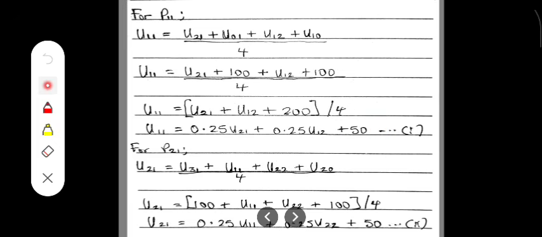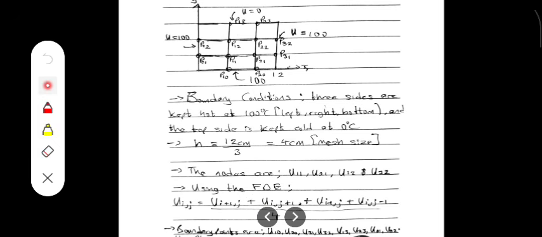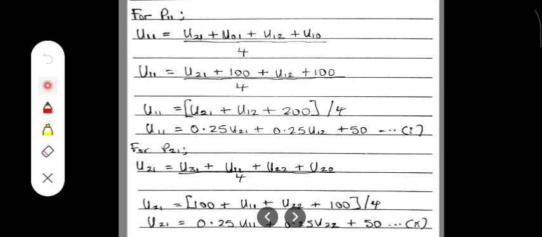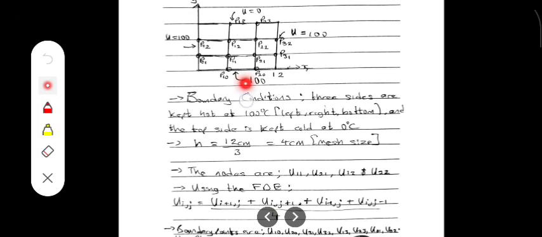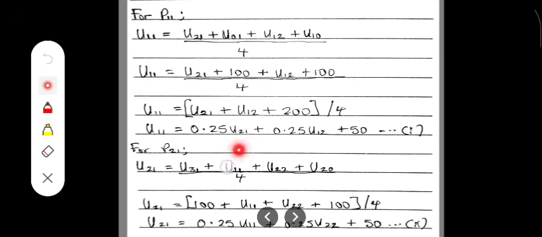What we'll do is apply the same formula for the second node, which is U21. So U21 will be equal to U31 plus U11 plus U20 plus U22, all divided by 4. That's just how to apply the formula. Now we substitute the value, and of all the 4 points, only U31 and U20 have a definite value, which is 100, because they are the boundary points. So when we divide all by 4 also, we arrive at U21 equals 0.25 U11 plus 0.25 U22 plus 50, and that will be our equation 2.